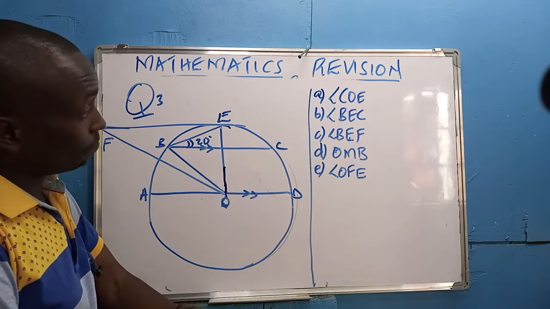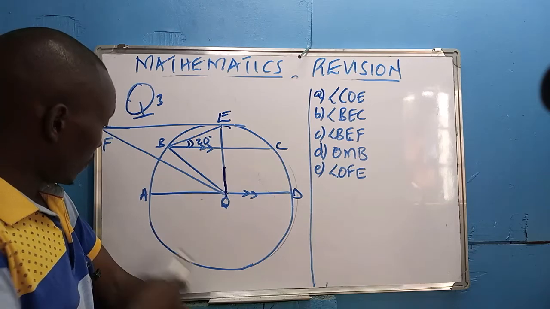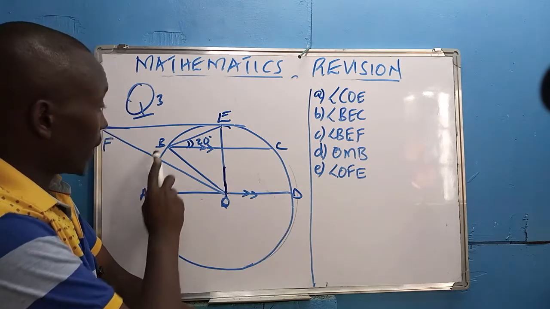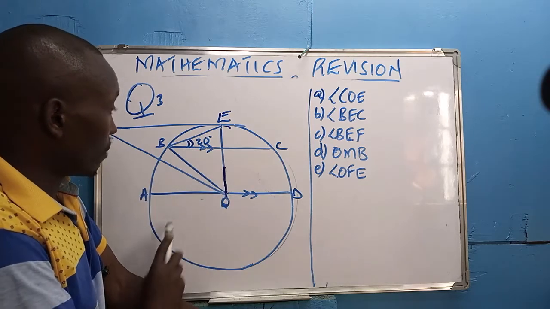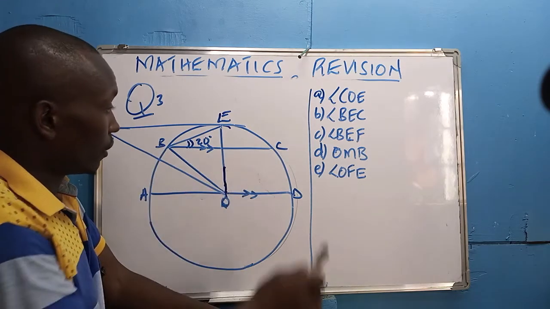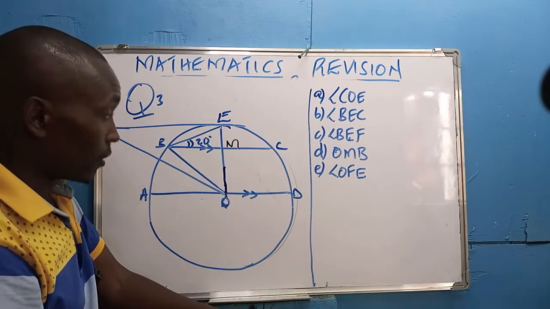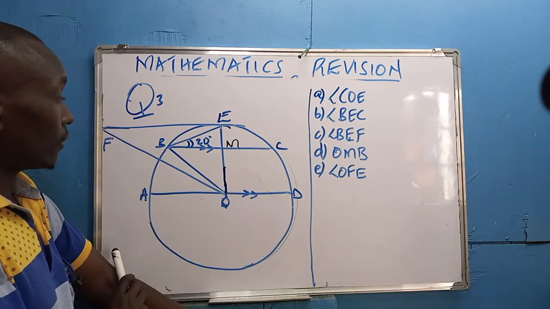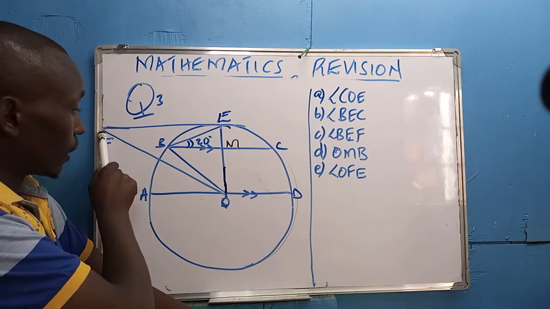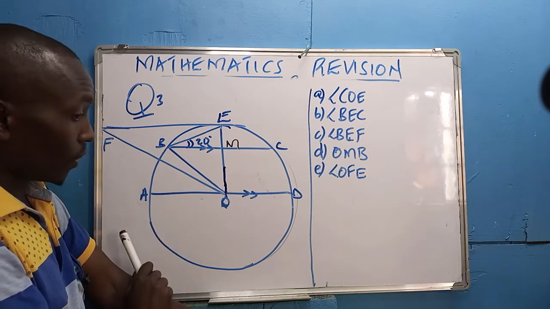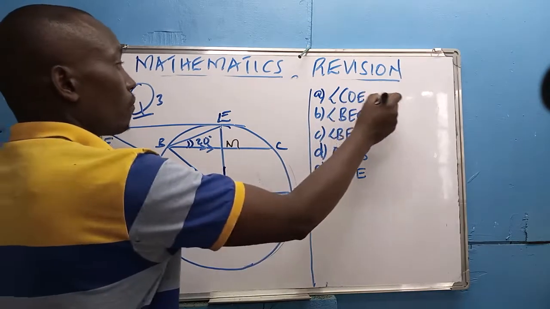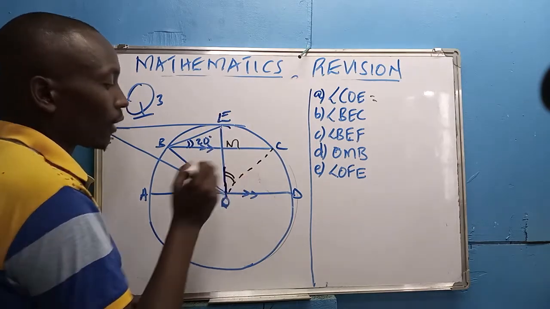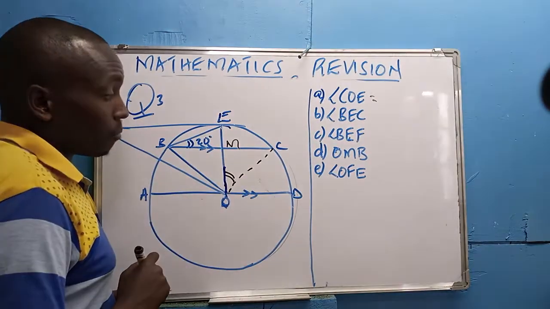Question 3 here. You're given this diagram. The diameter AOD, and another parallel chord to the diameter, BC. Then you have a point E, and there is a tangent at point E extended somewhere to point F. Then there is a line FO, a straight line there. So you're supposed to find the angle COE, that angle. How do I go about that?